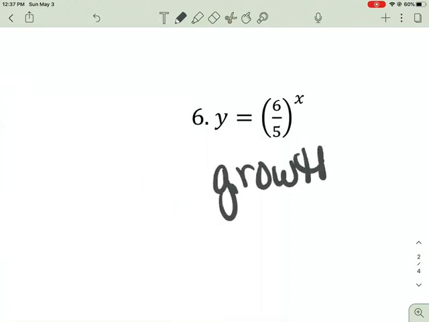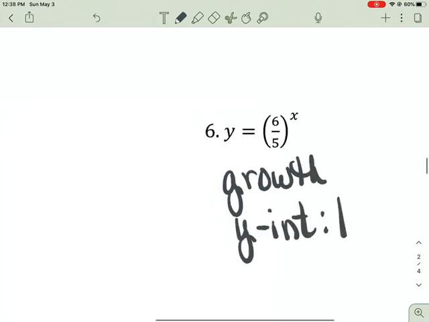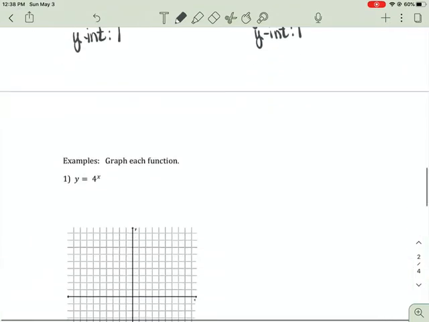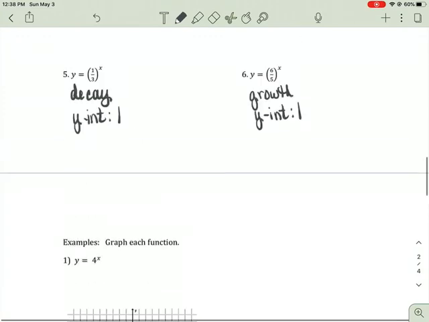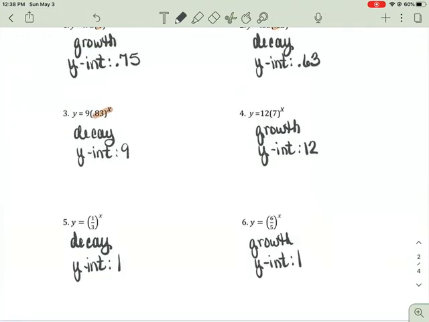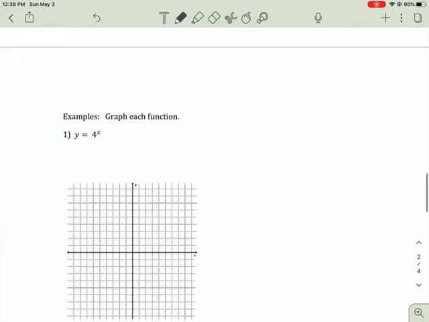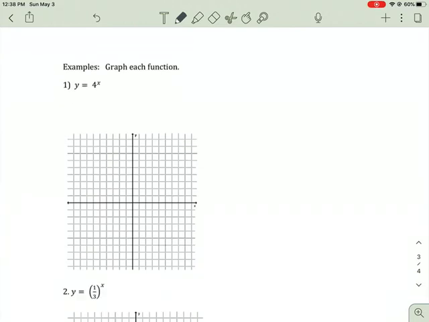This is not decay, this is growth, because 6/5 is bigger than 1, and our y-intercept is 1, because there's no number in front. Okay, all right, so we're going to graph these now. So let's take a look. Let me know if you have questions on the difference between growth and decay.